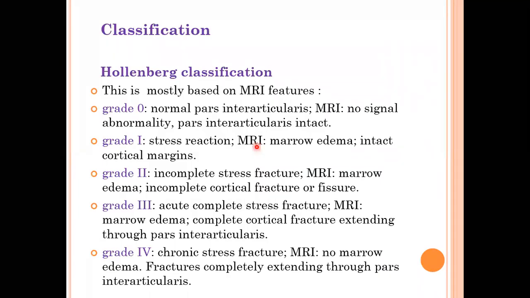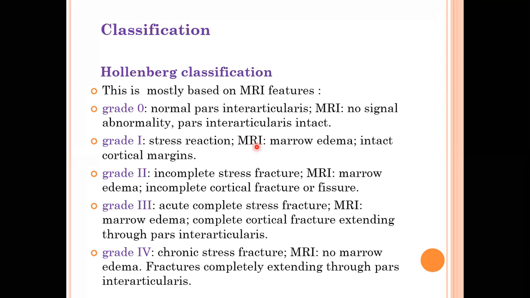Classification of spondylolysis: it is called the Hollenberg classification. This is mostly based on MRI features. Grade 0, normal pars: MRI shows no signal abnormality and the pars is intact. Grade 1, stress reaction: MRI shows marrow edema plus intact cortical margin.